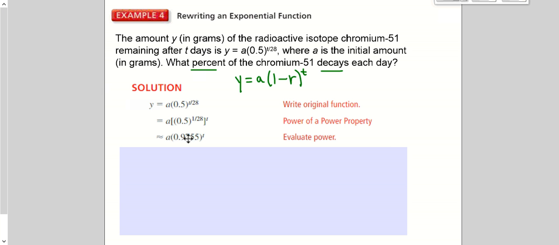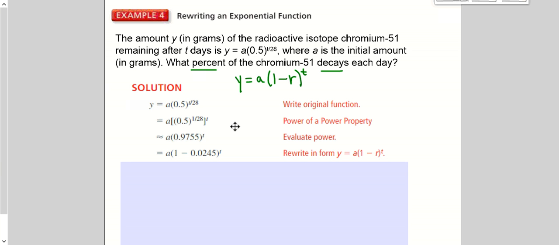Look, now it's just a t. So now we can take this equation and write it as a 1 minus r equation. Remember to do 1 minus this number, 0.9755, to find that r number. Because if 1 minus 0.9755 equals 0.0245, then 1 minus 0.0245 has to equal 0.9755. And you can check that on a calculator.